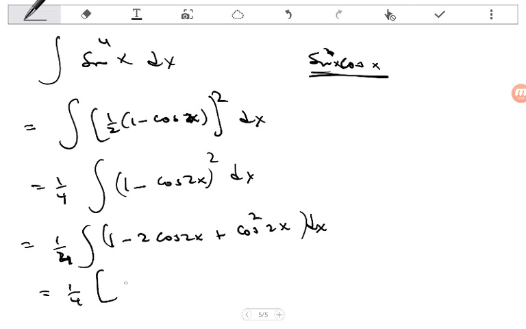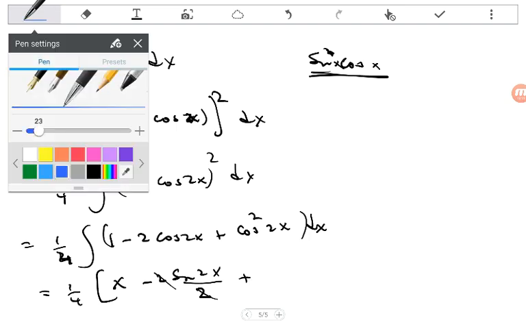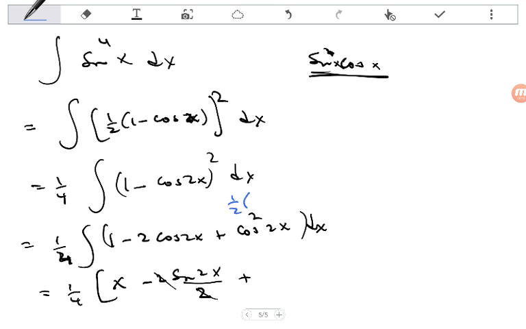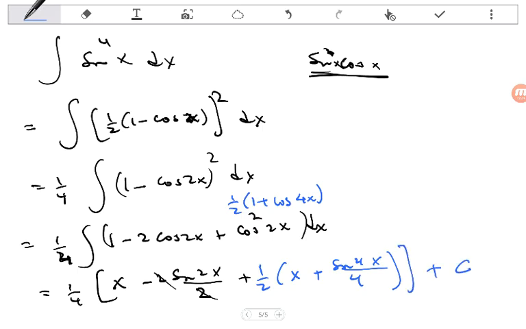It will be x minus the integration of cosine 2x, which is sine 2x over 2. I have here 2, so this will be eliminated by this. Now plus the integration of cosine squared. Cosine squared, I have to make a reduction, which is half 1 plus cosine double the angle, which will be 4x. So this integral will be half x plus sine 4x over 4 like this, and it will be plus c.